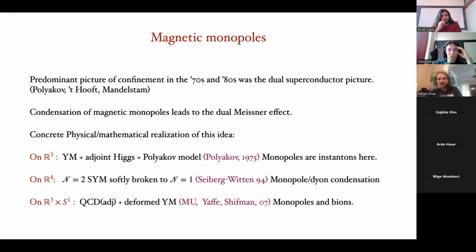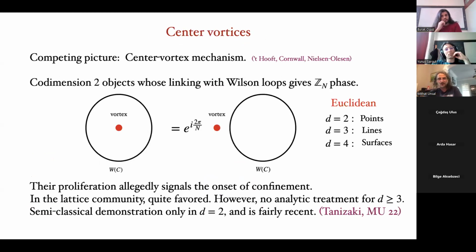Now, this is the picture about monopoles, what we know analytically about monopoles. Now, there is a competing picture. It's called center vortex mechanism. It also originated from 't Hooft, like many interesting ideas in our field and others. And the main idea is the following. Here we are talking about codimension two objects in d-dimensional Euclidean space-time. So depending on dimensionality of space, this object can be a point. In two Euclidean dimensions, it's a point, hence it's an instanton. In three dimensions, it's a line, and in four dimensions, it is a surface.